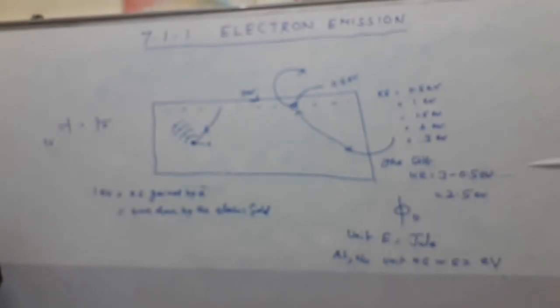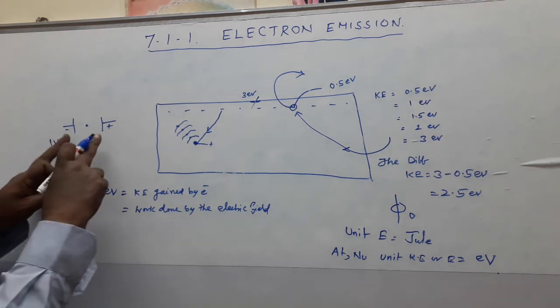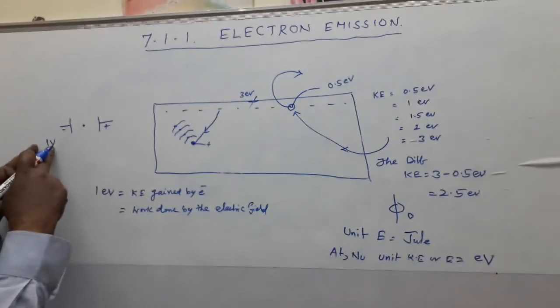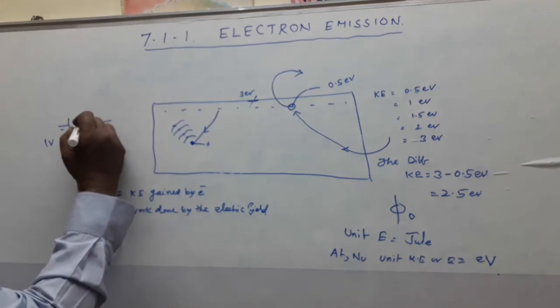What is meant by work done by the electric field? Suppose we assume 2 plates like this, one positive and another negative. You are giving the potential difference between these 2 plates as 1 volt, not in electron volt, but 1 volt. Within the 1 volt maintained by these electrodes, the kinetic energy gained by the electron is called 1 electron volt. Are you clear now? When the potential difference between these two electrodes is 1 volt, how much energy the free electron gains is called 1 electron volt.